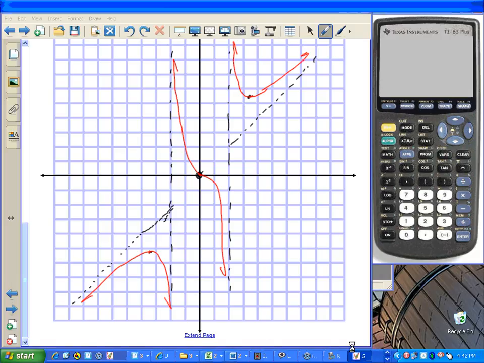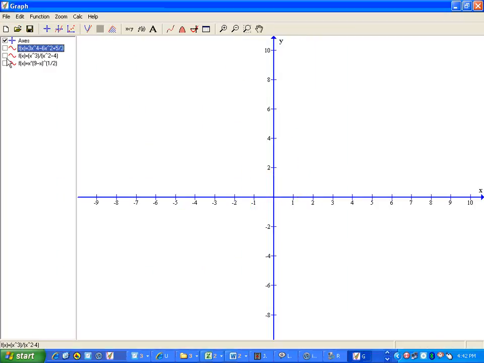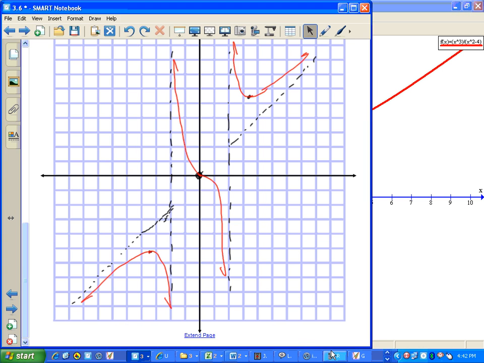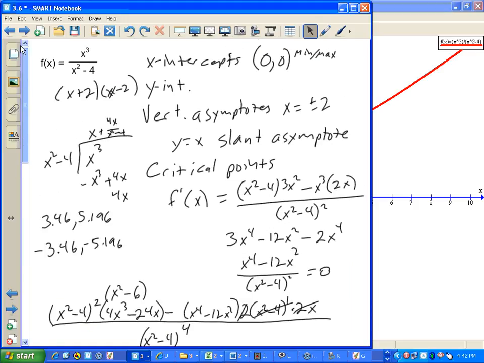Okay, now let's look at a graph of this one. Okay, pretty close to what I have. Okay, same asymptotes. Got the same behavior here. Okay, so I think I'll leave it there. I do have one more example, but I think I'll put that as another video.